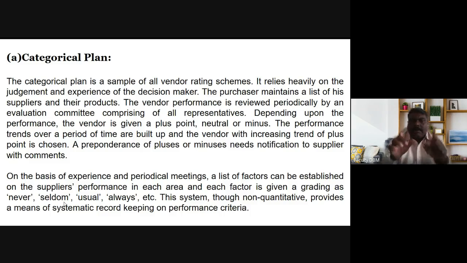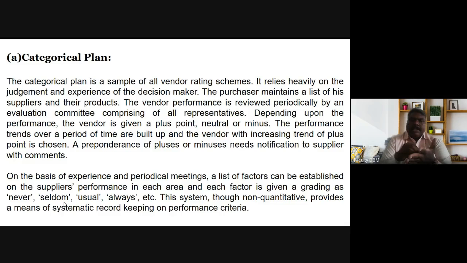So categorical plan means they will be watching the vendor performance for a particular 6 months or 8 months or 12 months or 9 months. It depends on the company and that particular evaluation committee. They will be regularly watching all the vendors of different types of raw materials.